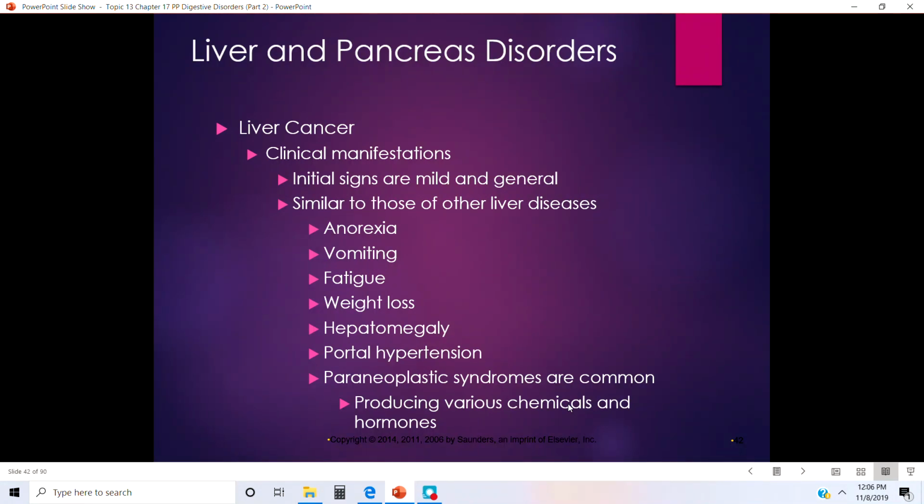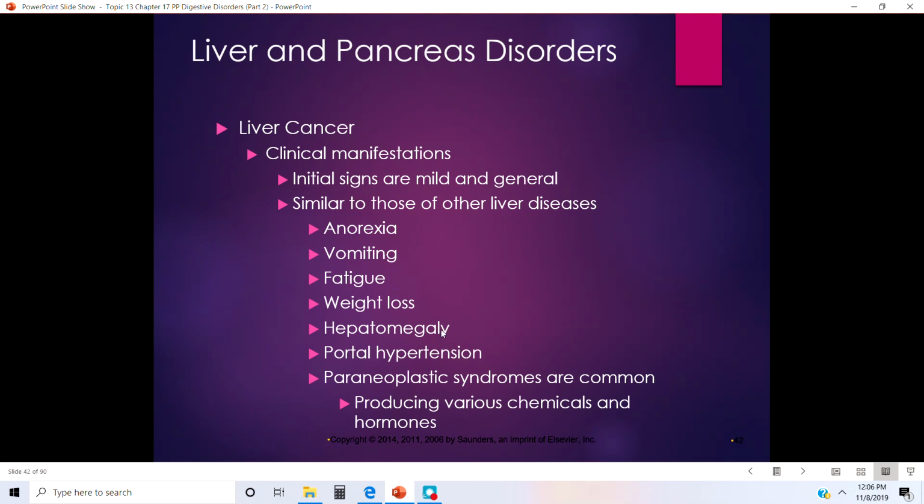So let's take a look at some of the clinical manifestations. Similar to cirrhosis, a lot of times liver cancer, the initial signs, there's really not much. So they're kind of mild and generalized. Nothing that would tell you, hey, we got a really bad problem with the liver. But some of the more advanced things would be anorexia, vomiting, fatigue, weight loss, right, that fatigue and weight loss, right? Those are always like red flags to you. You know, if you didn't walk away with anything this whole semester, right? Fatigue and weight loss are just big flags of cancer of any type.